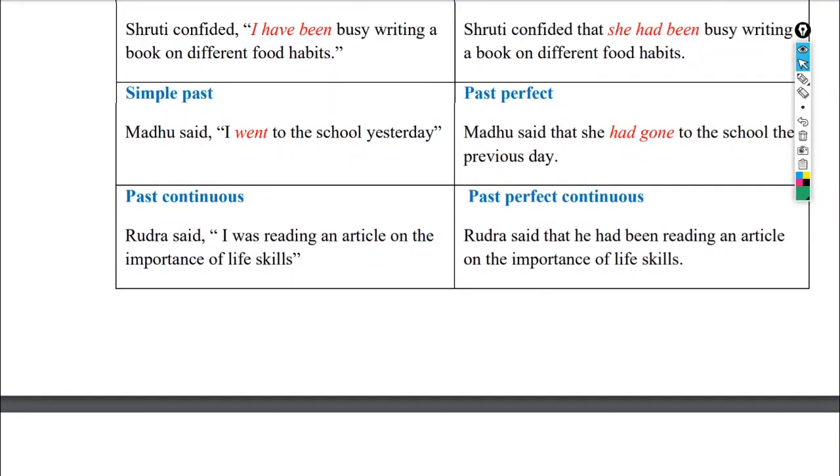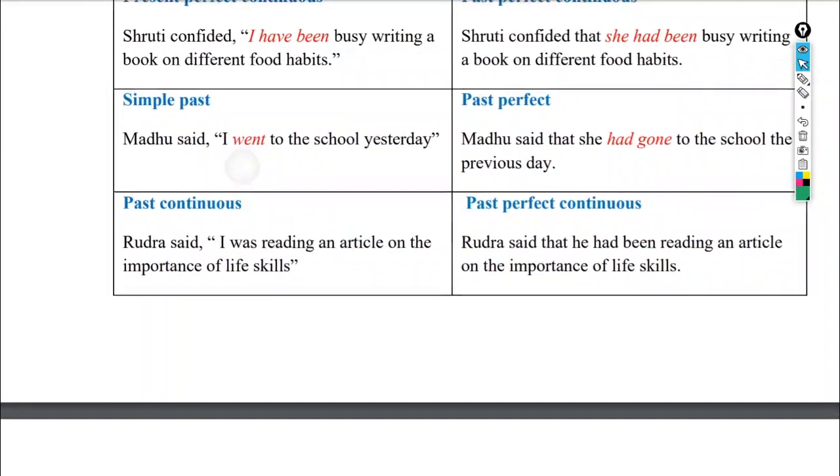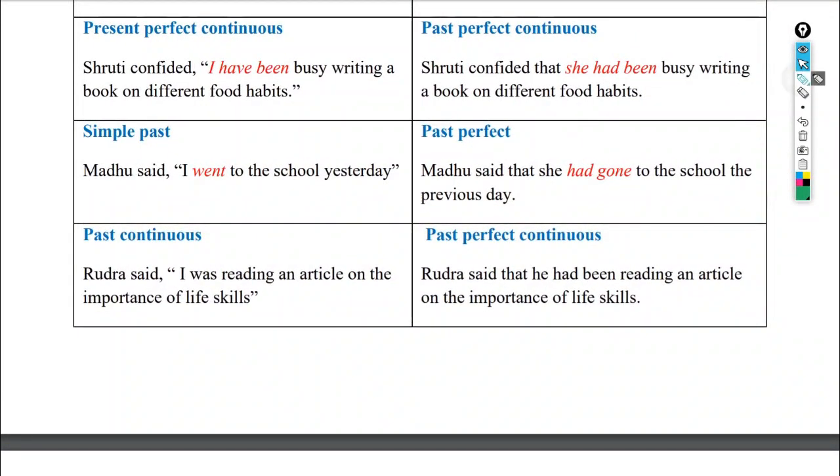Now when there will be simple past, then we will have to use the past perfect. Past perfect we need to use. Madhu said, "I went to the school yesterday." Here also, yesterday will have to be changed into the previous day. Therefore, the answer is Madhu said that, Madhu is a girl, therefore it will be she, Madhu said that she had gone to the school the previous day.